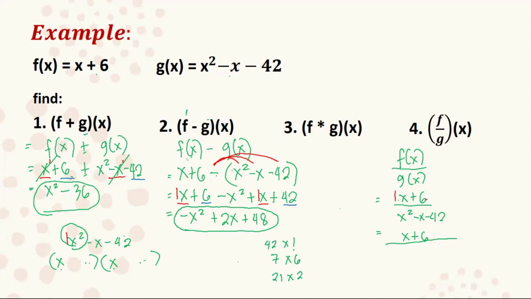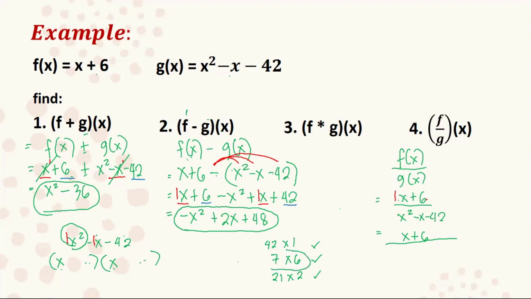Hindi ko lang sure kung meron pang ibang factors yung 42. But considering these 3 pairs of factors of 42, alin kaya dyan sa pairs ng factors na yan ang pag-add mo or minus mo, makakakuha ka ng sagot na 1, which is the numerical coefficient of the middle term of this trinomial.